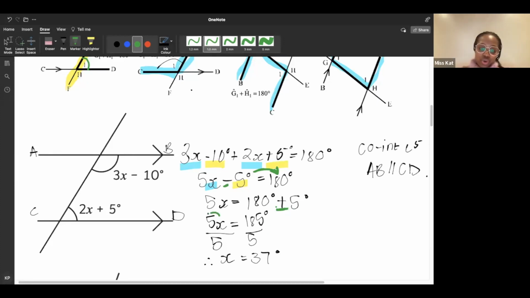Now to get rid of this coefficient of 5 here, you have to divide by 5. But what you do on the left, you do on the right. And that's how we got 37.